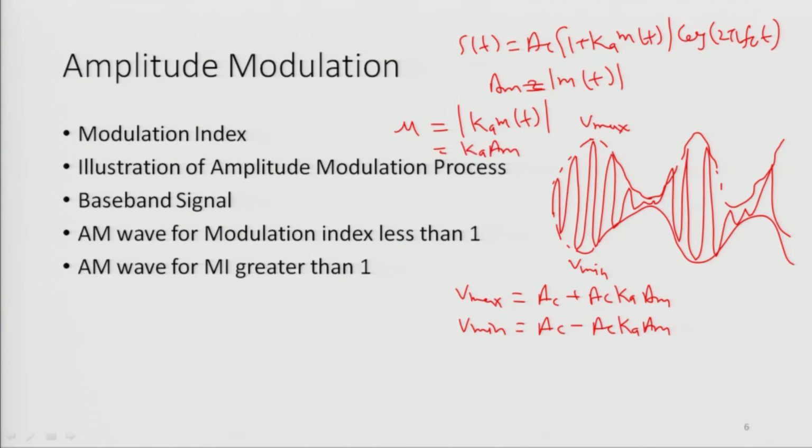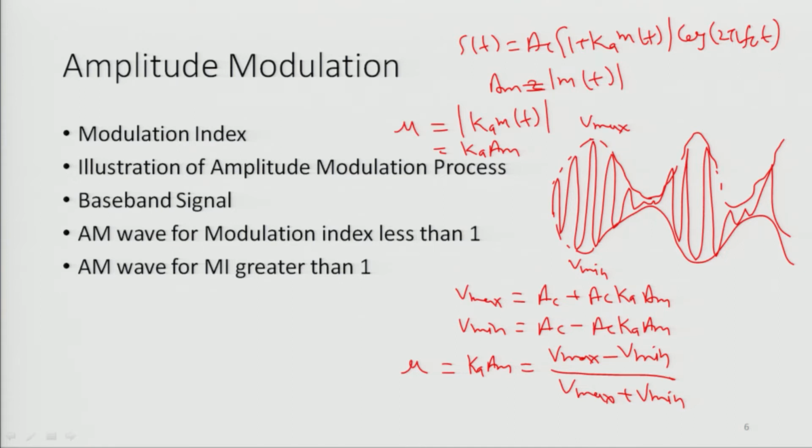Now, we have to find the value of ka Am through these two values, V max and V min. Experimentally we can find V max and V min. Then ka Am, or modulation index mu, is nothing but (V max minus V min) upon (V max plus V min). This is the method to calculate the modulation index experimentally.